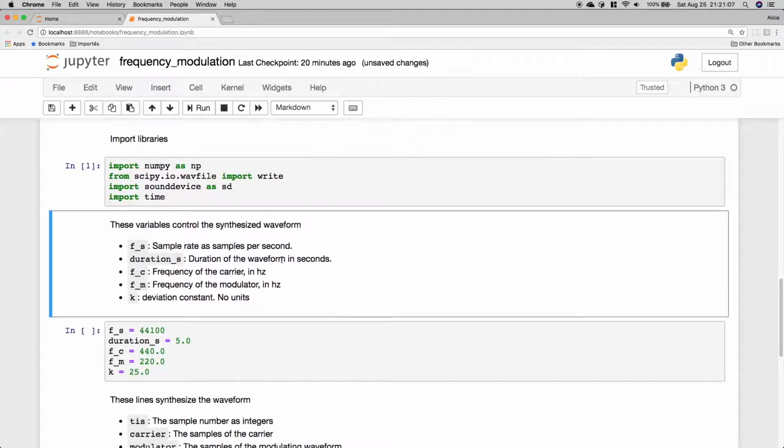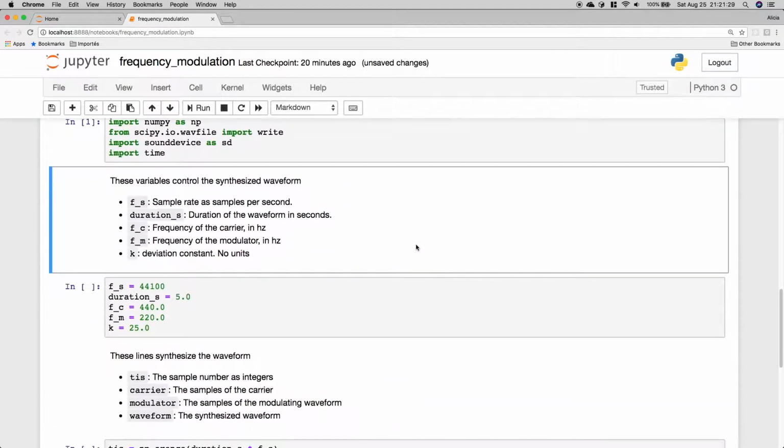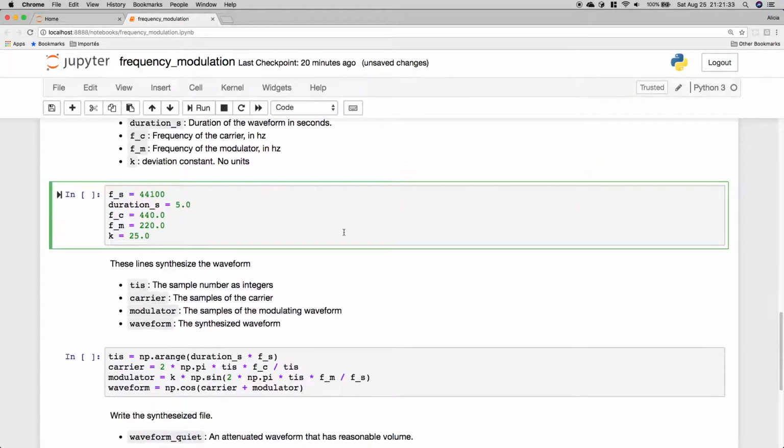So then these are the things, and up here I put the variable names. Fs is the sample rate, samples per second. Duration S is the duration of the waveform in seconds. So this duration is how long we want this waveform to be. Fc is the frequency of the carrier in hertz. Fm is the frequency of the modulator in hertz. And K is our deviation constant, what we saw up here. And that has no units. You just crank it up to get more FM. So let's run that.